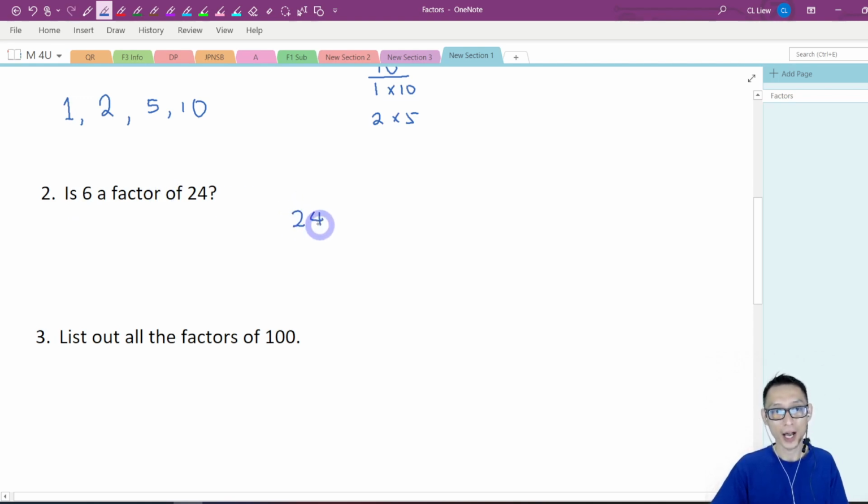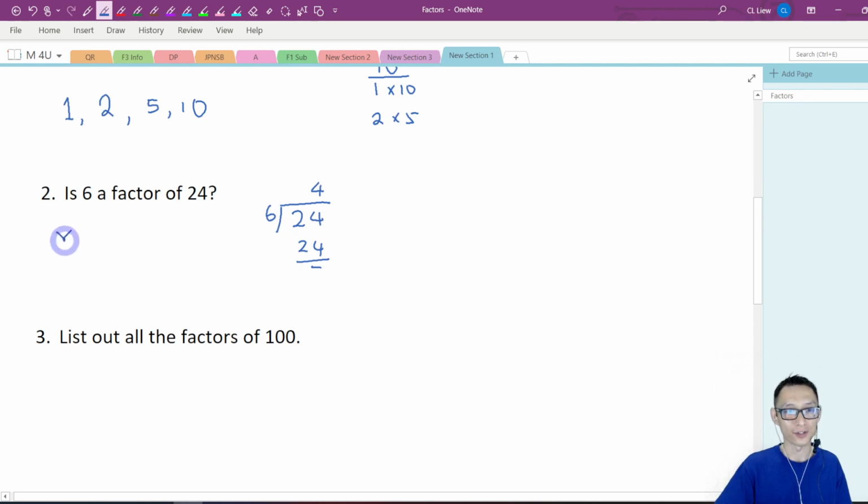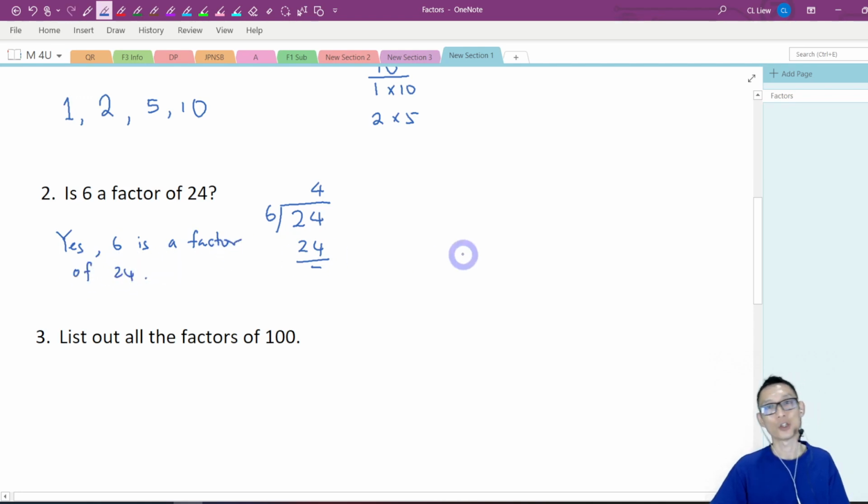So now I want to test 6. 6 will be the divisor, so I put 6 over here. Then try to do the division and see whether we have a remainder or not. So this is 4 times 6, 24. No remainder. Therefore, yes, 6 is a factor of 24.